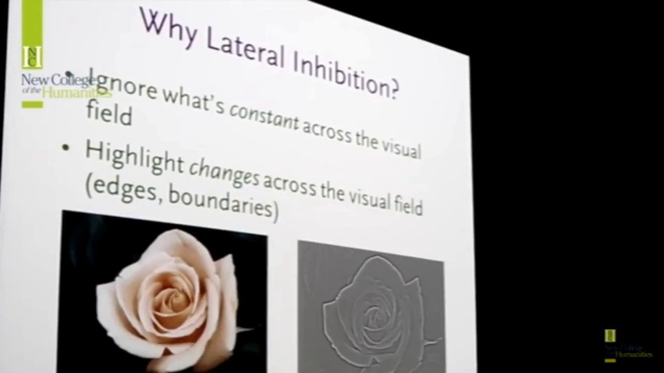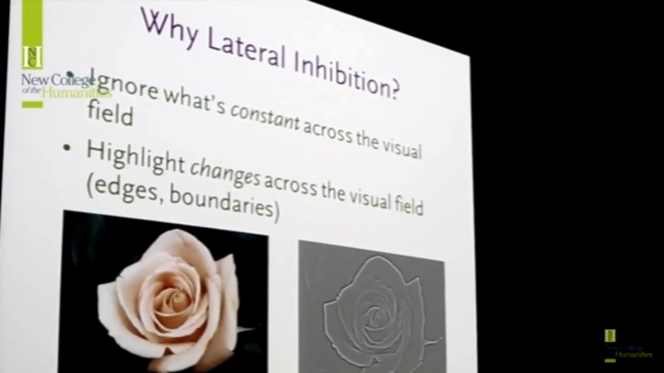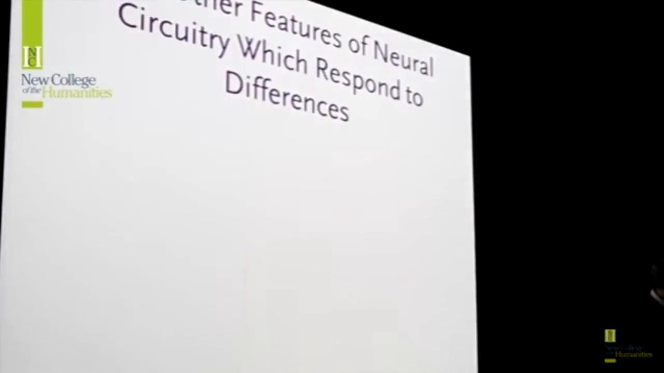Have any of you played in Photoshop? You might notice that there is a filter called unsharp mask, which counterintuitively makes your images sharper. Unsharp mask actually works very similarly to lateral inhibition in the eyes, and it's a way of enhancing contrast at edges, making your fuzzy pictures look sharper.